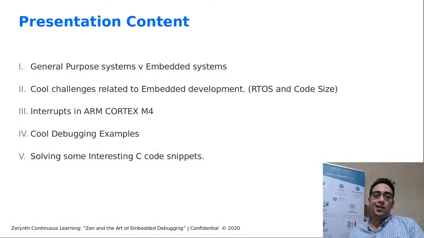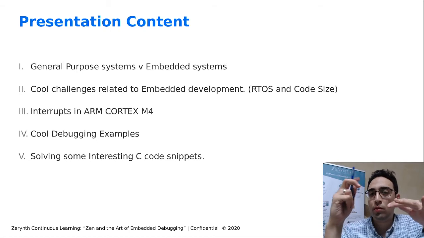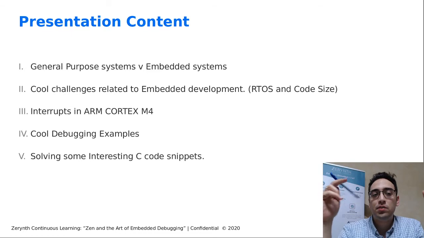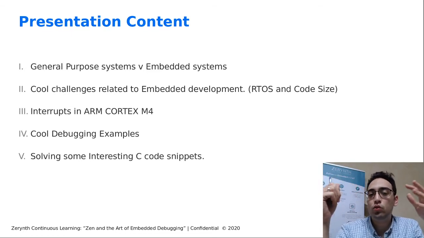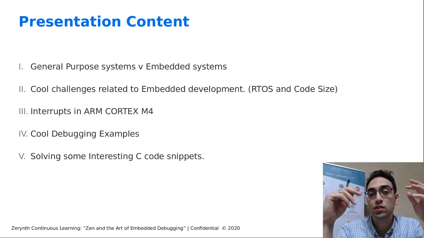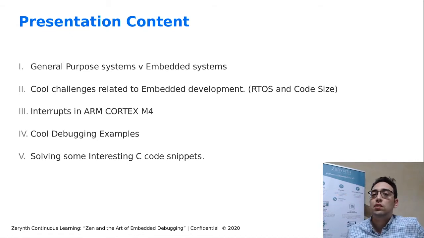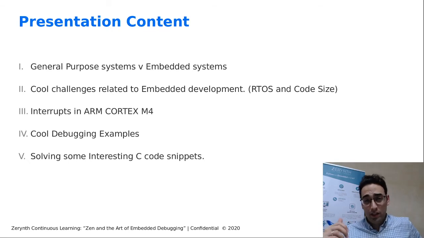So in general, I want to address two things. I want to talk about some general concepts and some general topics in embedded systems. These topics will include something like operating systems, for instance. Why do we use operating systems on embedded systems? How could we use them, etc. And we're going to also tackle another cool challenge in embedded systems, which is the code size. Typically, when you're developing embedded systems, you run into this problem often.